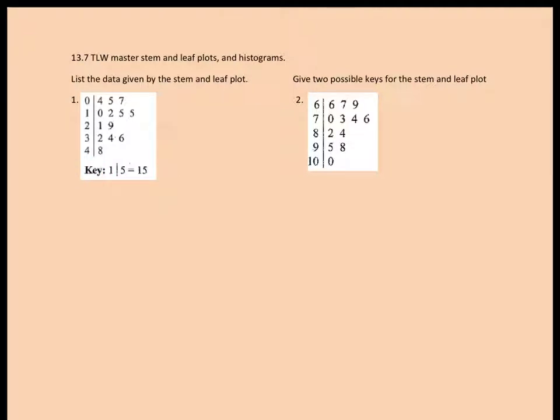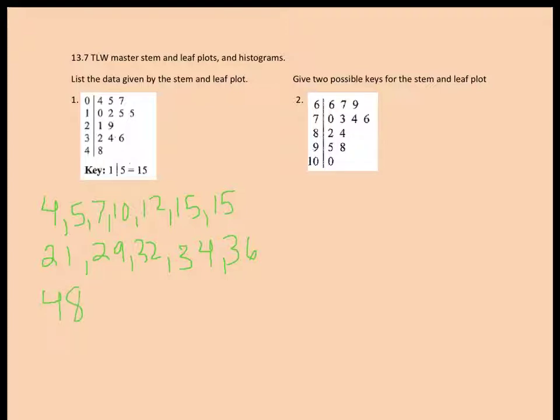So this top row, what they want us to do here is list the data: 4, 5, 7, 10, 12, 15, 15, and then 21, 29, 32, 34, 36, 48. Okay? So that's how we look at those. That's what the 0, 4 means, is 4.